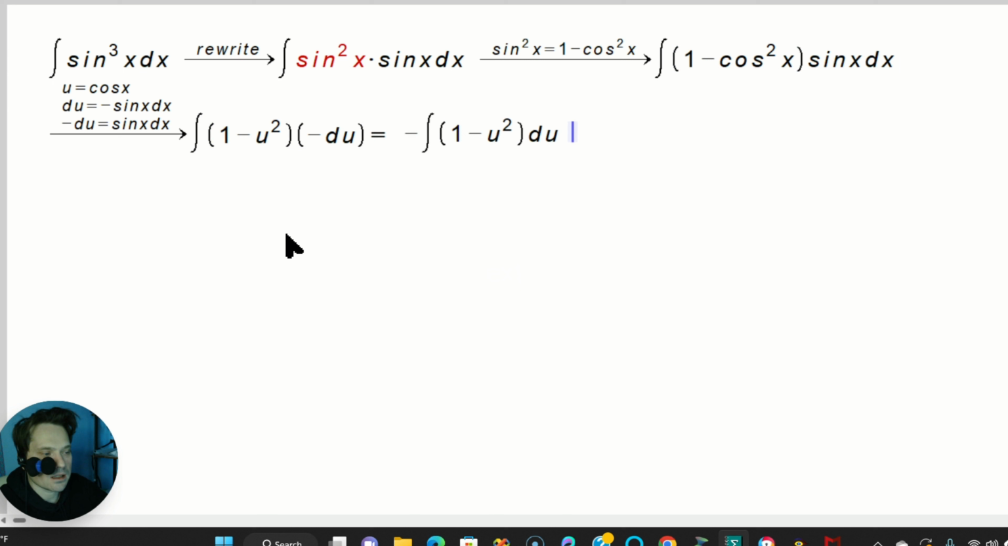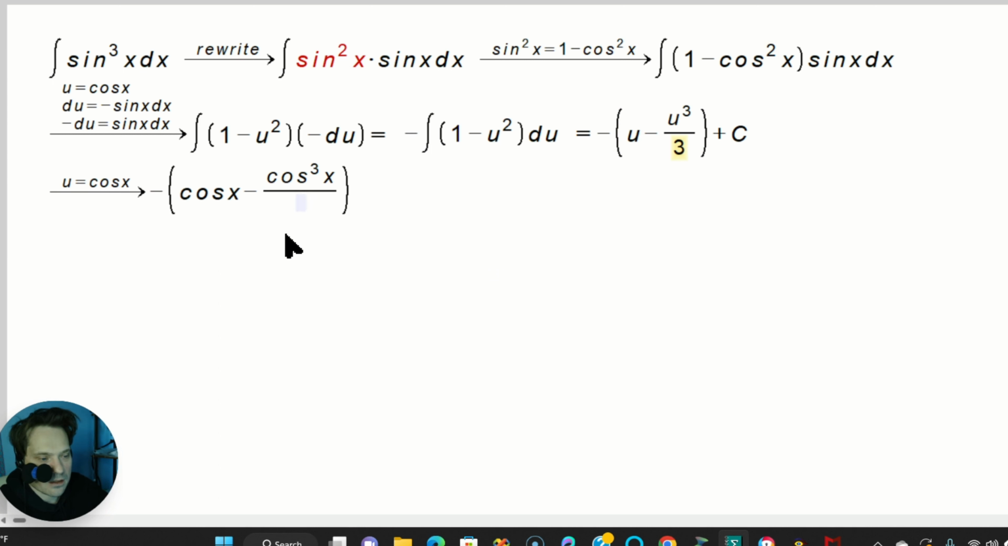Now use the power rule and antidifferentiate. So when you do that, you get negative, and then within parentheses, u minus u³ over 3. Attach the constant c. Lastly, do recall that u equals cosine x, so you have to replace. It's going to give you negative, and then cosine x minus cosine³ x over 3, plus the c.